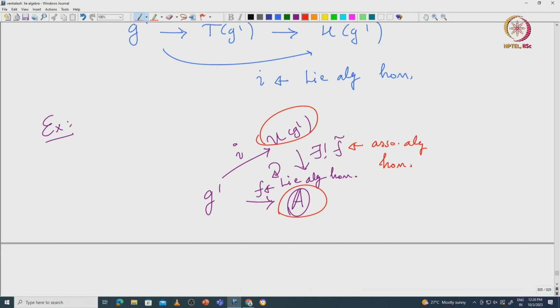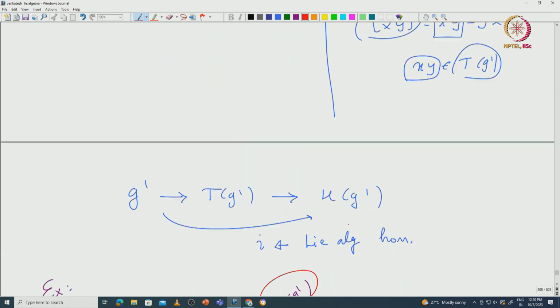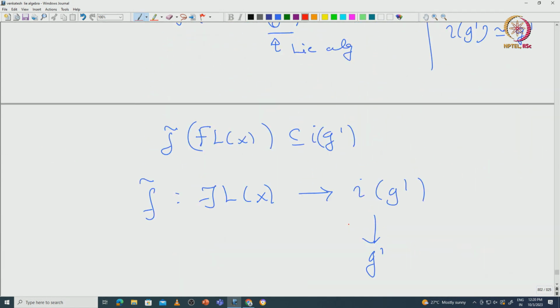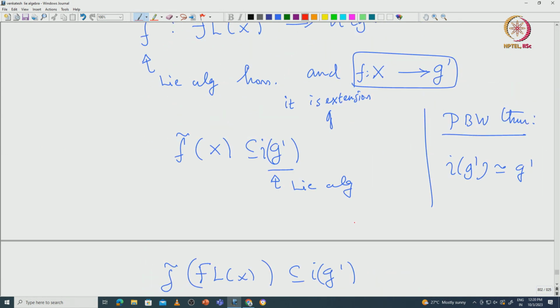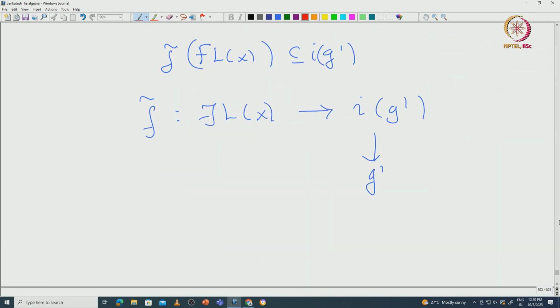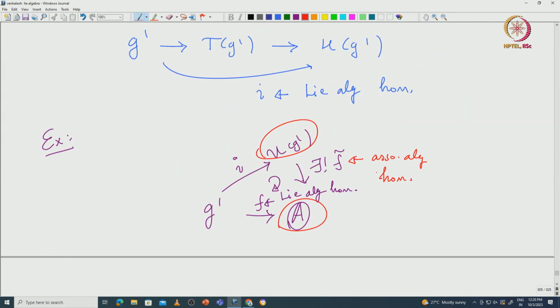Okay. So, this is the property of the universal mapping algebra, and it is a corollary of the PBW theorem that this map I from G' to UG' is an injective map. So, it requires a really big proof, which I am not going to do in this course. Okay. So, this is all the general construction of the free Lie algebra.